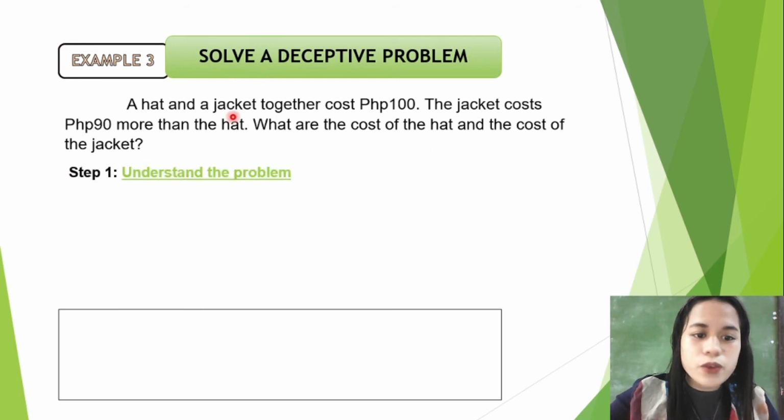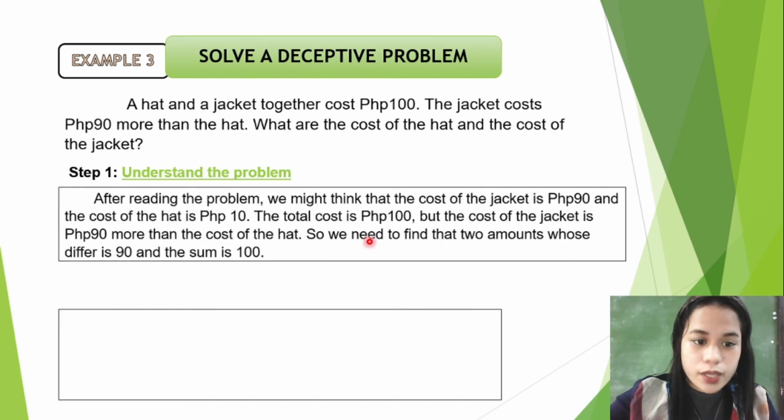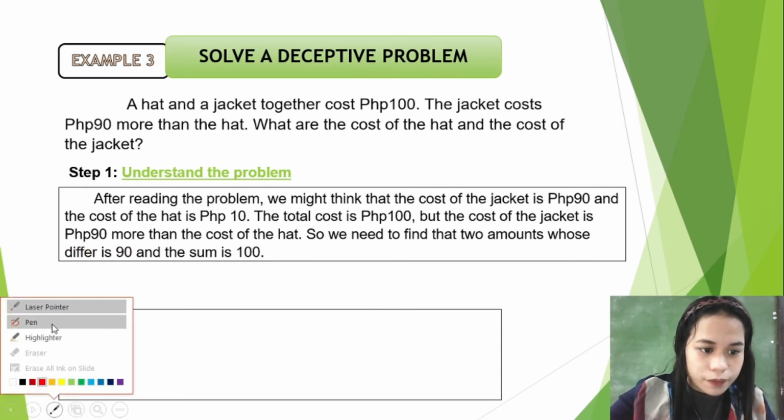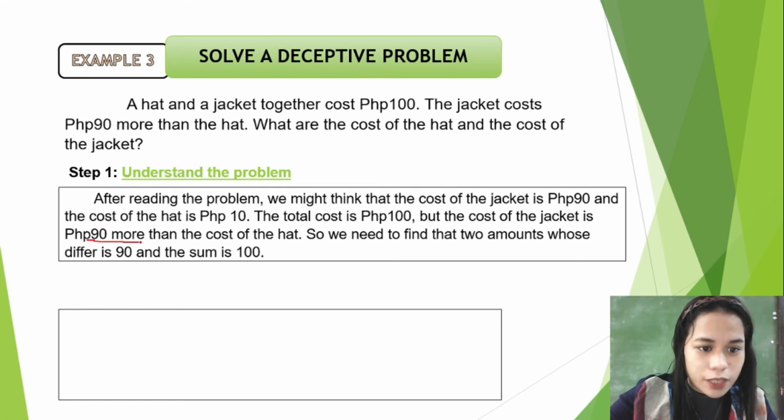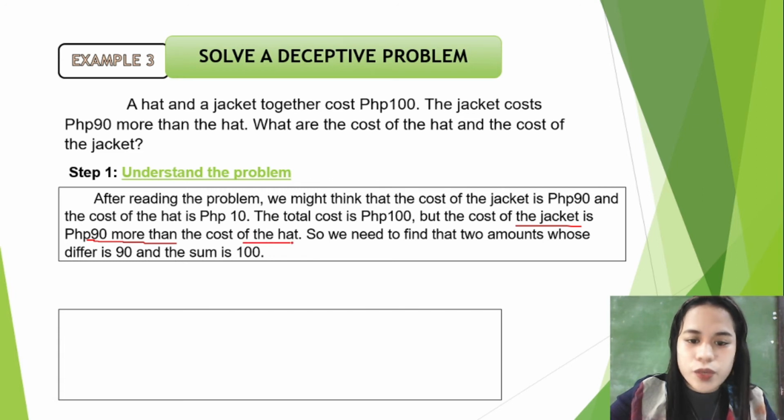So in step 1, we need to understand the problem. After reading the problem, we might think that the cost of the jacket is 90 pesos and the cost of the hat is 10 pesos, which is actually wrong. The cost of the jacket is 90 more than the cost of the hat. So meaning to say, mas malaki daw ng 90 pesos yung cost ng jacket kaysa sa cost ng hat. So we need to find two amounts whose difference is 90 pero yung sum nila is actually 100. So this is how we understand the problem.